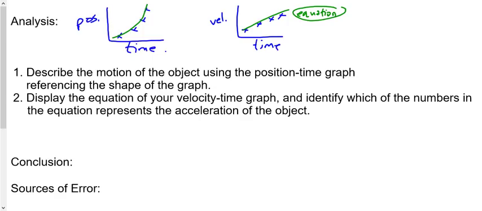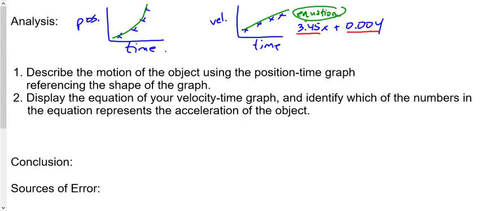Then question number 2 says, display the equation on your velocity time graph, right here. Identify which of the numbers in the equation represents the acceleration of the object. So when you show the equation here, there's going to be an equation that depends on your numbers, but might be something like this, 3.45x plus 0.004. Display the equation, and then identify which of these numbers, the 3.45 in my case, or the 0.004 in my case, represents the acceleration of the object.